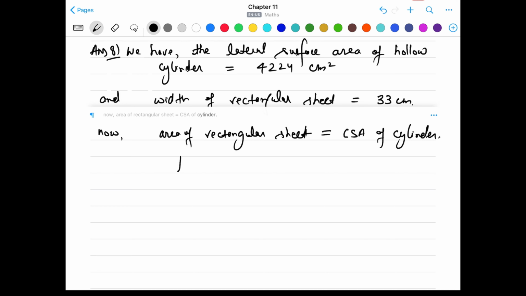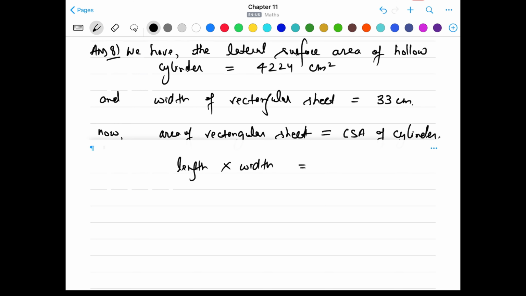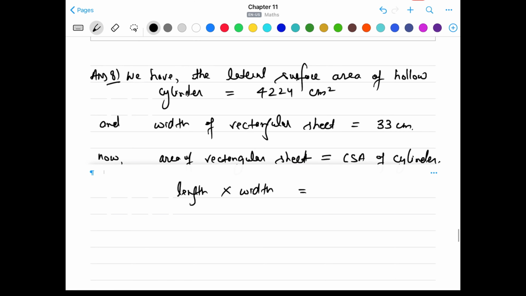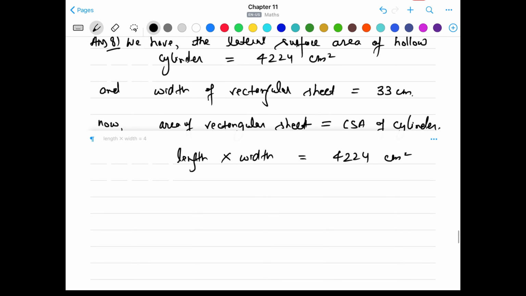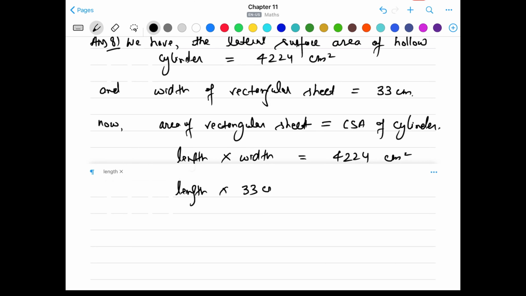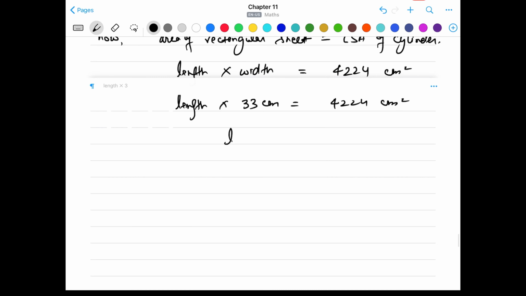So we have here length into width, and the curved surface area, or the lateral surface area, is given to us, which is 4224 centimeter square. The width is also given, which is 33 centimeter. So we need the length from here: length times 33 centimeter equals 4224 centimeter square. So the length will be 4224 centimeter square divided by 33 centimeter.